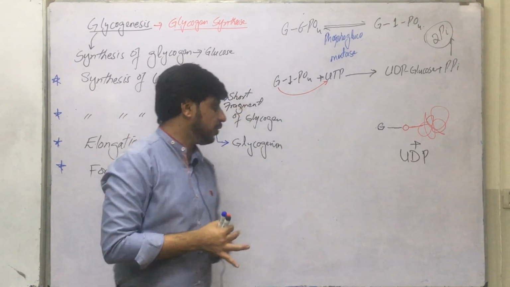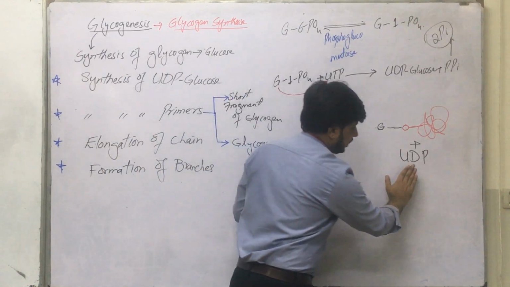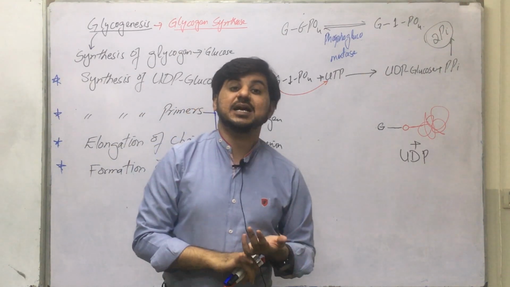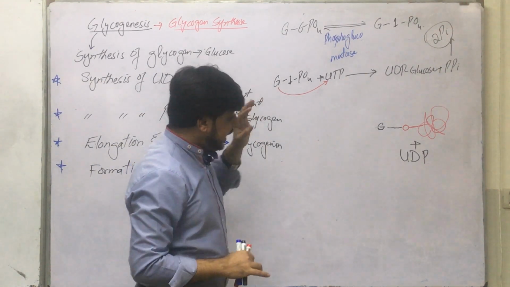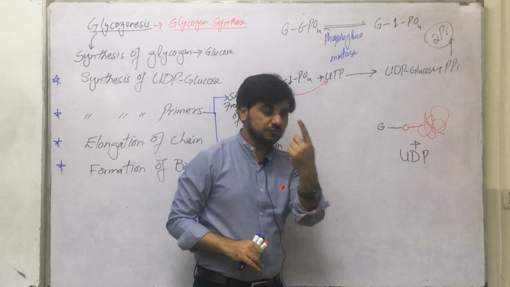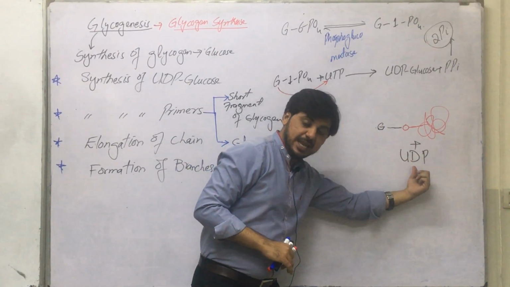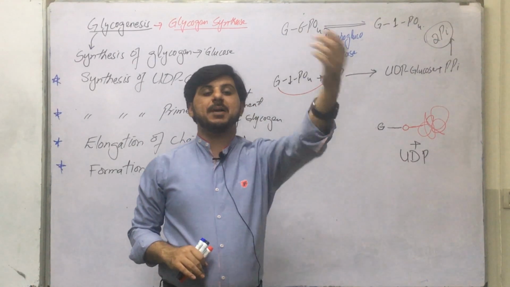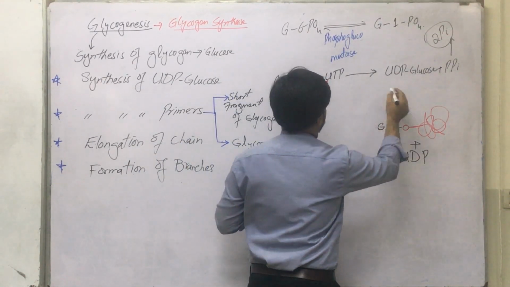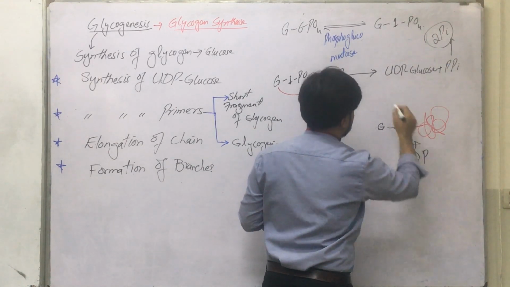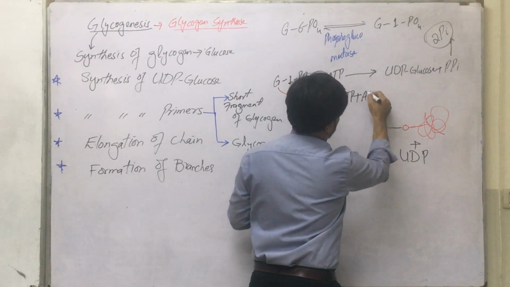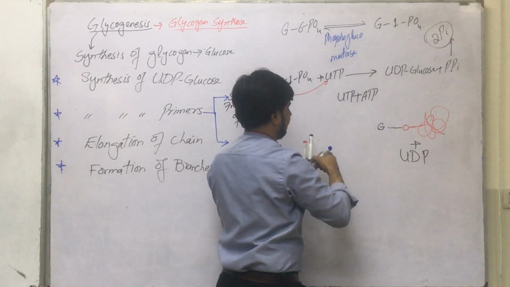What is the pathway for this? This UDP, with the help of the nucleoside diphosphate kinase enzyme and the ATP, will accept a phosphate, and UDP will be converted back into the UTP, like as you can see, UTP with the help of ATP.